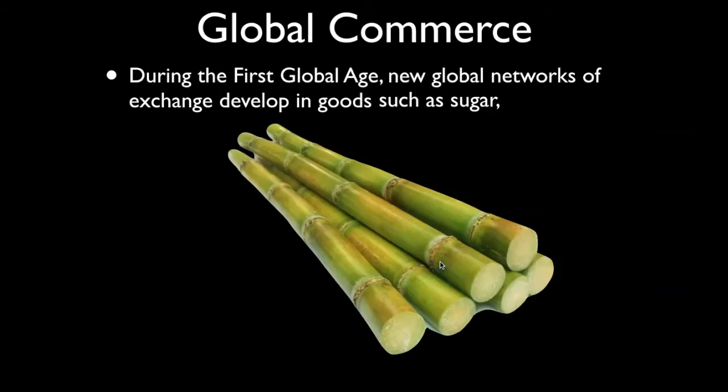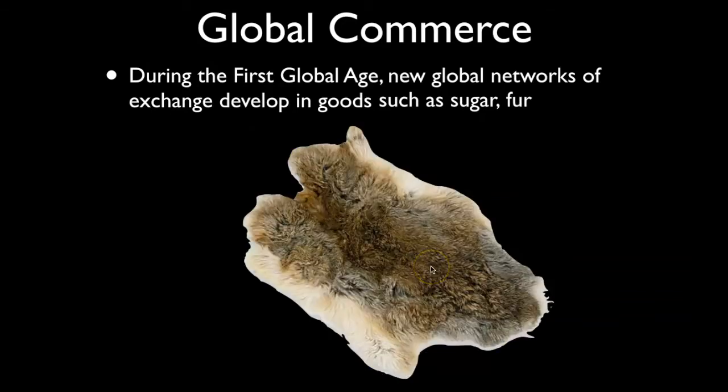What are some of the goods that are being traded in this emerging network of global exchange? First, we have goods like sugar. So sugar, highly demanded in places like Europe, the Middle East. It was being grown in this period predominantly in the Americas, in places like the Caribbean and Brazil, using labor predominantly from Africa.